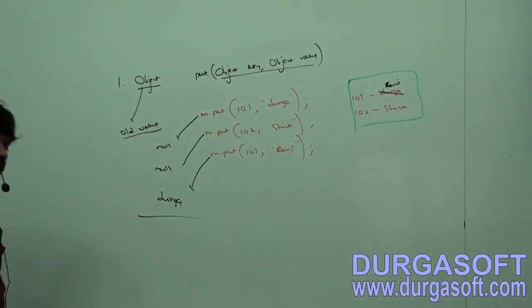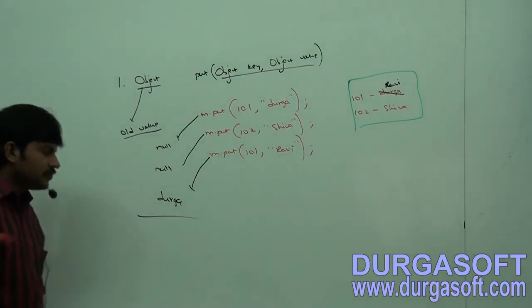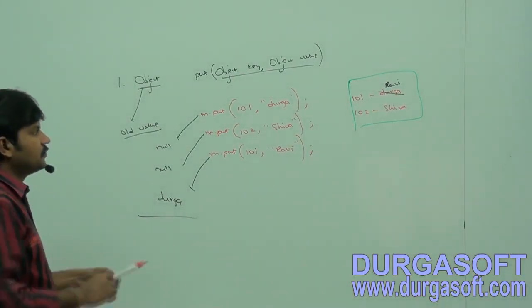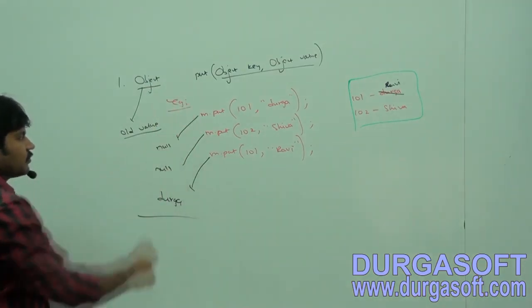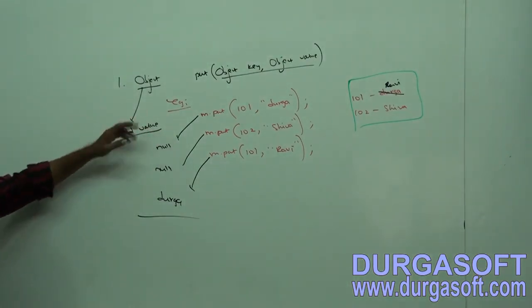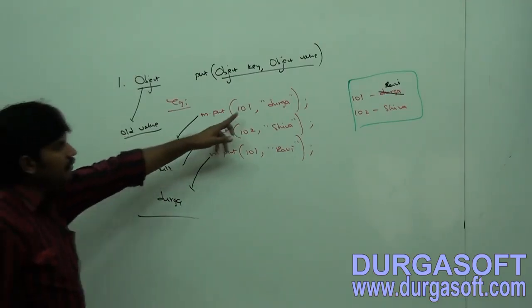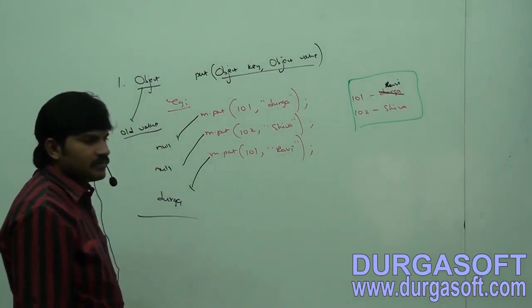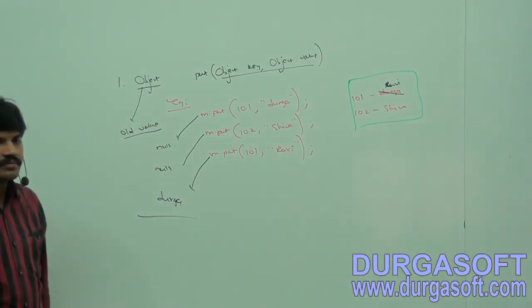Okay, this is under returns of old value. Returns old value. Take this example: m dot put of 101 comma Durga. In that case, replacement is not there, so it returns null. Because if it replaced something, then that old value I will get. But in the case of the first one, no replacement. That's why null.